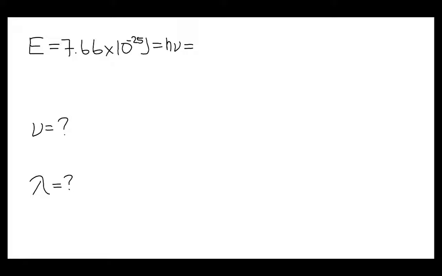In this video, we will calculate the frequency and wavelength of light that has an energy of 7.66 times 10 to the negative 25 joules. And so the equation that relates energy to frequency and wavelength is where energy is equal to h nu, where nu is the frequency, or energy is equal to hc over lambda, where lambda is the wavelength of the light, and c is the speed of light.